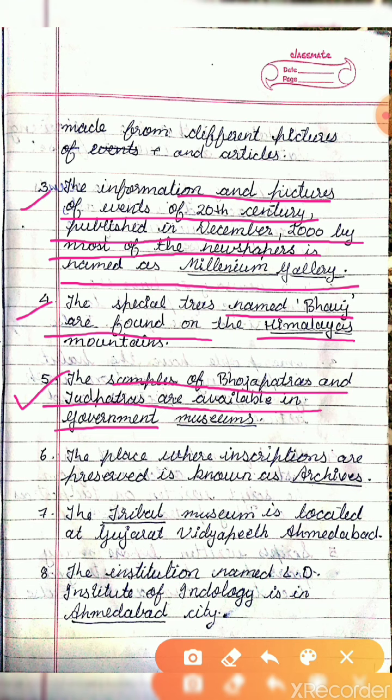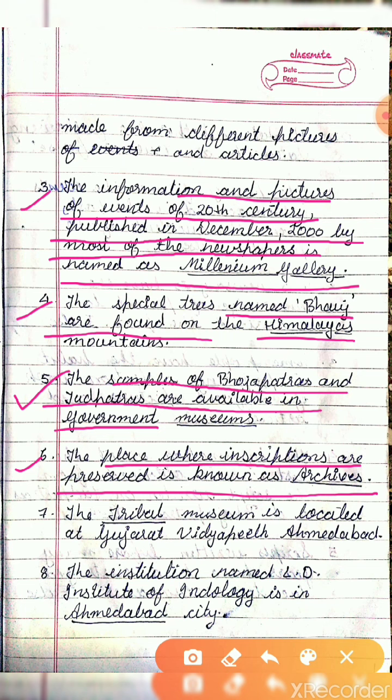Museum, M-U-S-E-U-M-S, museums. Then the third one: the place where inscriptions are preserved is known as dash. Preserved, P-R-E-S-E-R-V-E-D, known as what? It is archives. The place where inscriptions are preserved is known as archives, A-R-C-H-I-V-E-S.